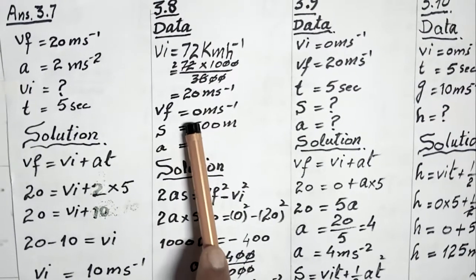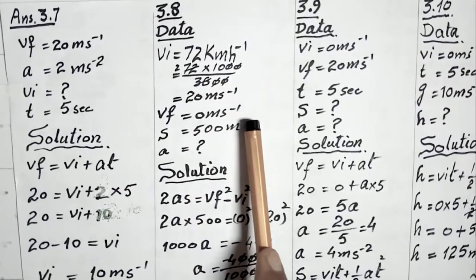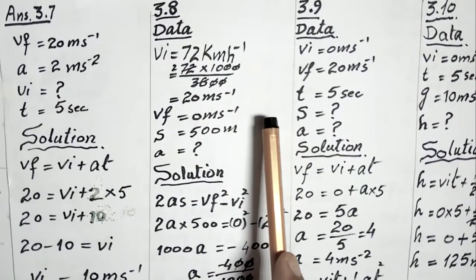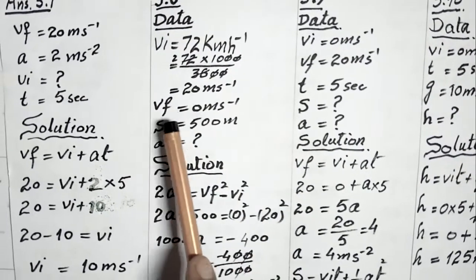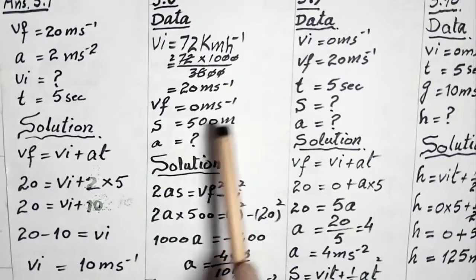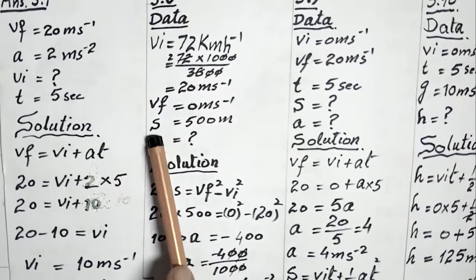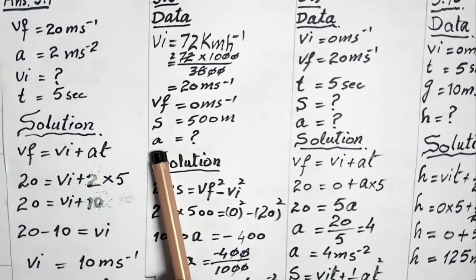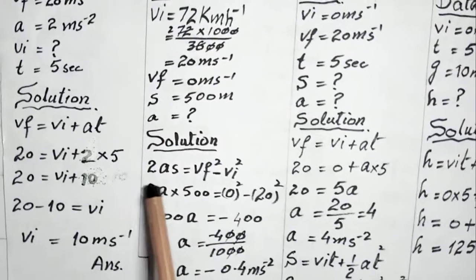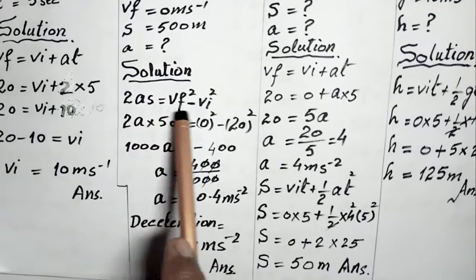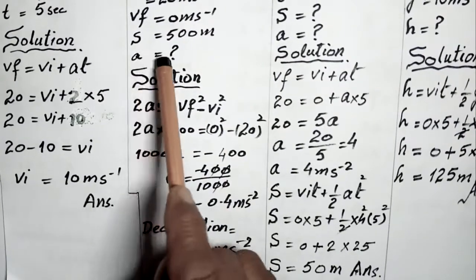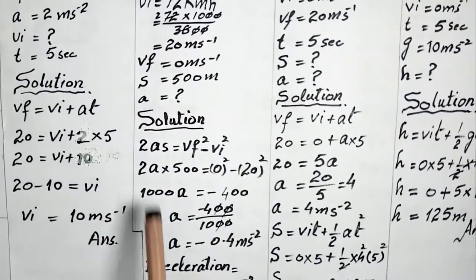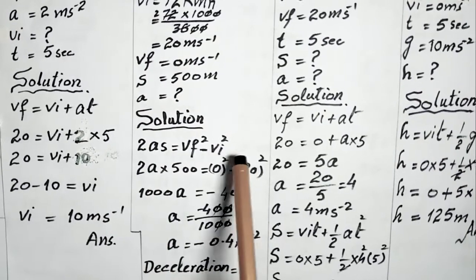Vf is 0 when the brakes are applied or the body stops. Final velocity becomes 0. S is 500, meaning distance, and you have to find out acceleration. So we will apply third equation of motion because in the data there is no time. Therefore we will apply third equation of motion.